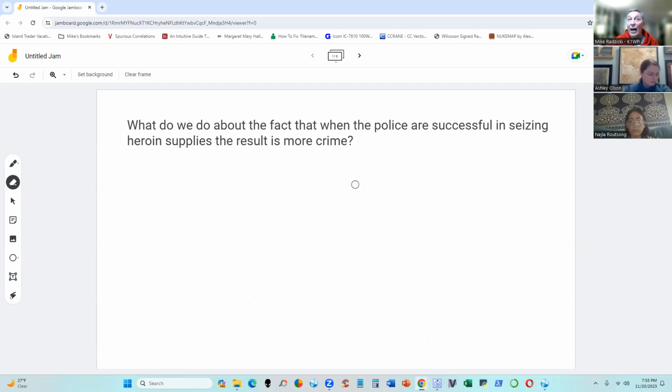Okay, so if we were to translate this statement into a reference mode, how would we do that? That's, I guess, the next thing we need to do here. You would put heroin seizures on one axis and crime rate, not the rate, I guess the number of crimes on the other. Okay, so keep that in your hip pocket.